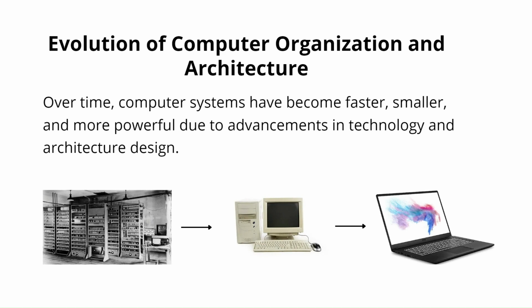Evolution of computer organization and architecture. Over time, computer systems have become faster, smaller, and more powerful due to advancements in technology and architecture design. So, in the below, you have an example. The first diagram shows the oldest computers which people were using. Then we have monitor, CPU, and keyboard mouse. So these were also a bit older compared to our latest laptops and systems.